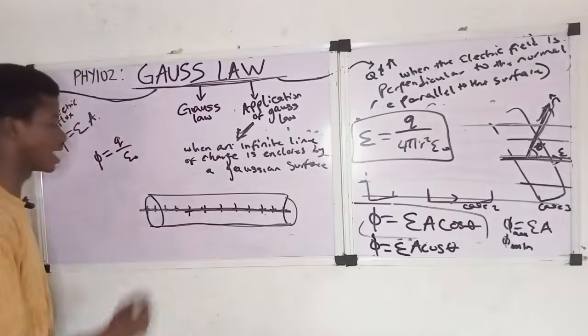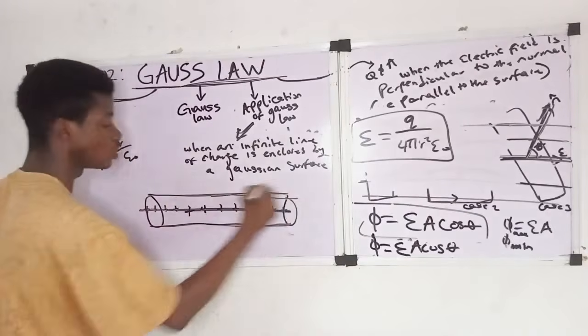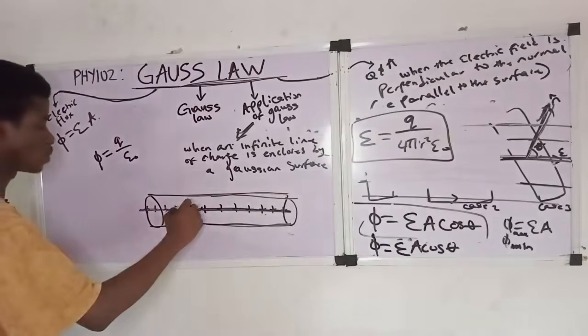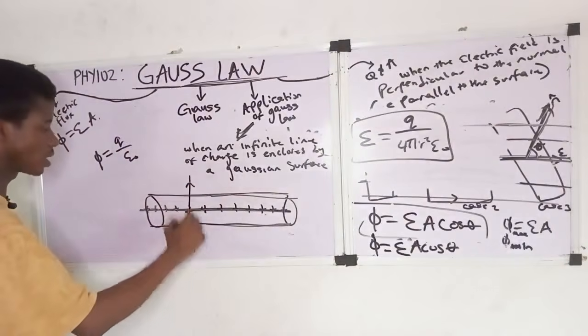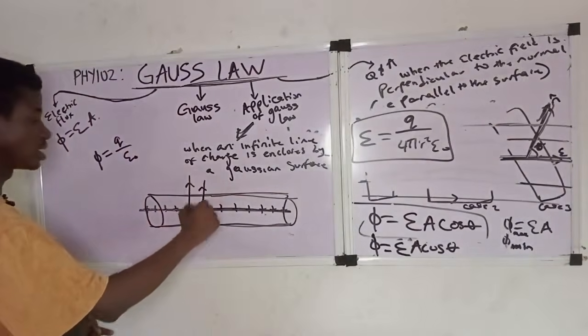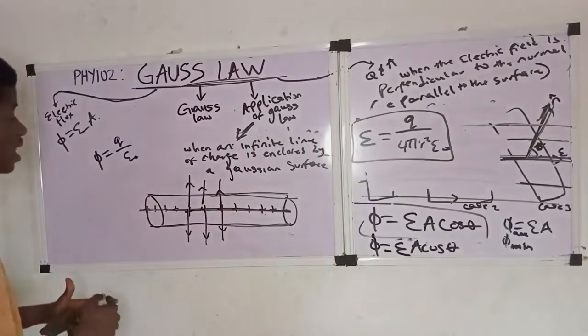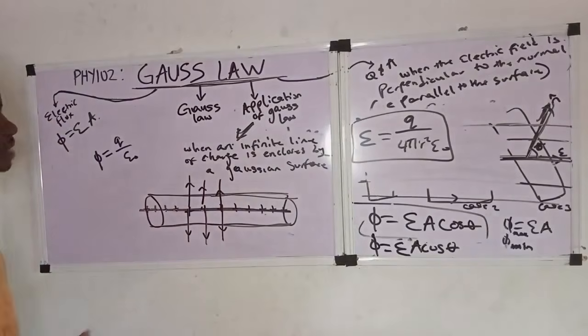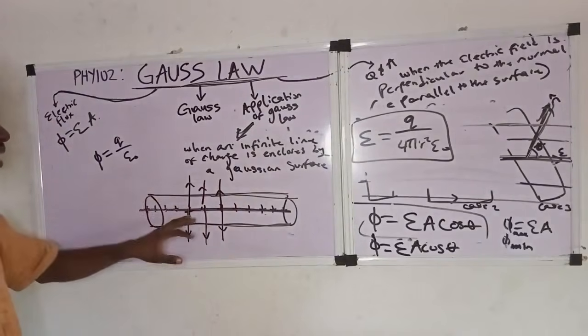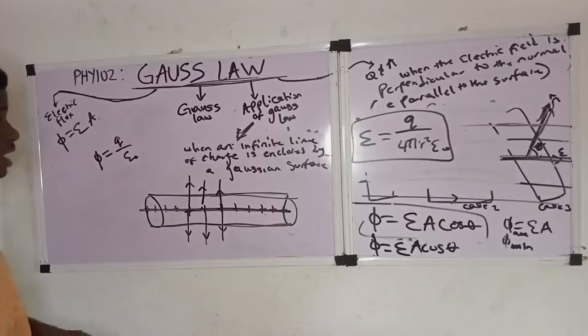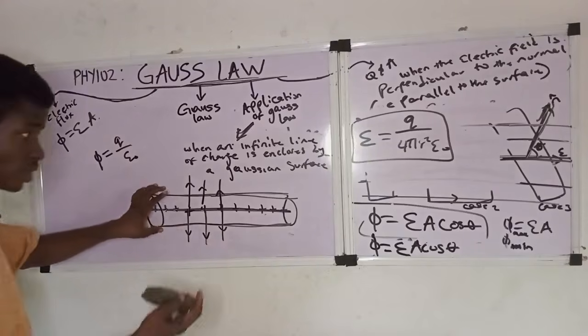As a Gaussian surface, right? Yes, the charge needs to be enclosed. Okay, so the cylinder acts as a Gaussian surface, right? Yes. So consider the electric field produced by an infinite line of charge enclosed by a Gaussian surface such as what?